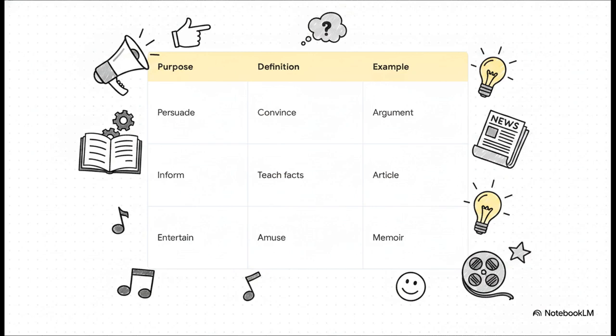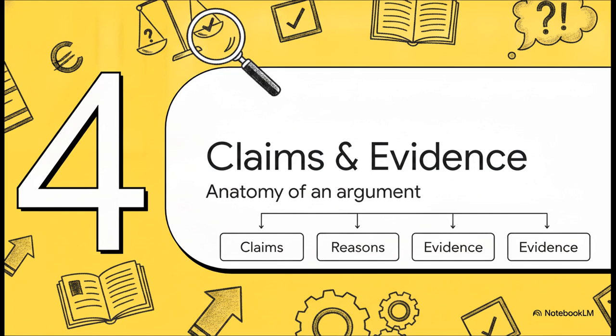P for persuade, where their goal is to convince you of an argument. I for inform, where their primary intent is to teach you neutral facts, like you'd see in a news article. And E for entertain, where they want to amuse you, evoke emotion, or tell a compelling true story, which we often see in memoirs. When you figure out a text's piece of the pie, you instantly understand the author's underlying motive.